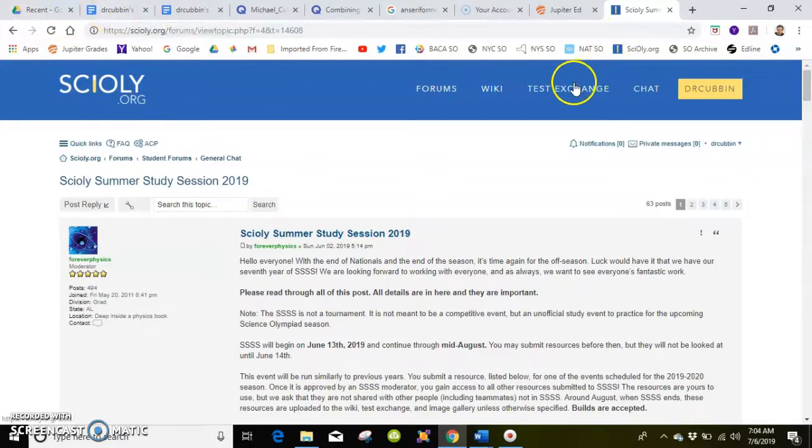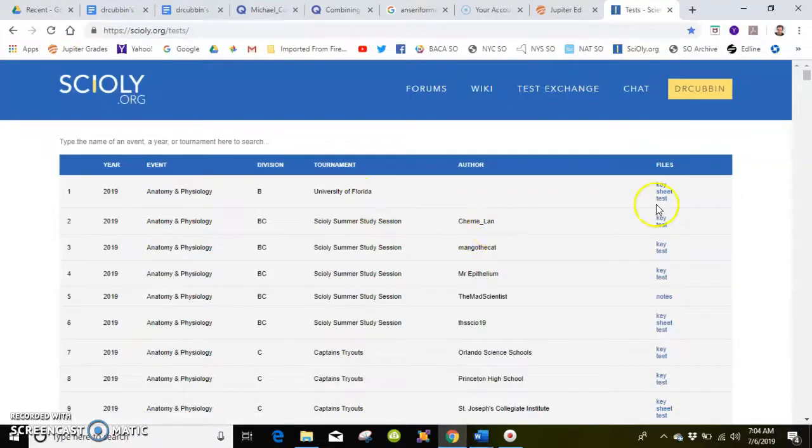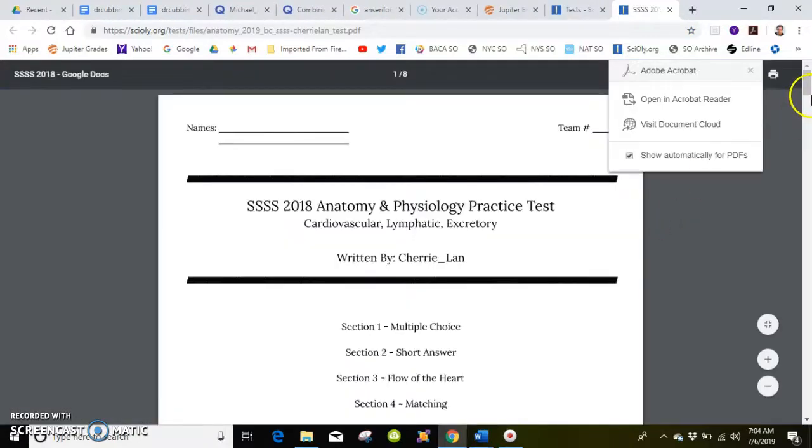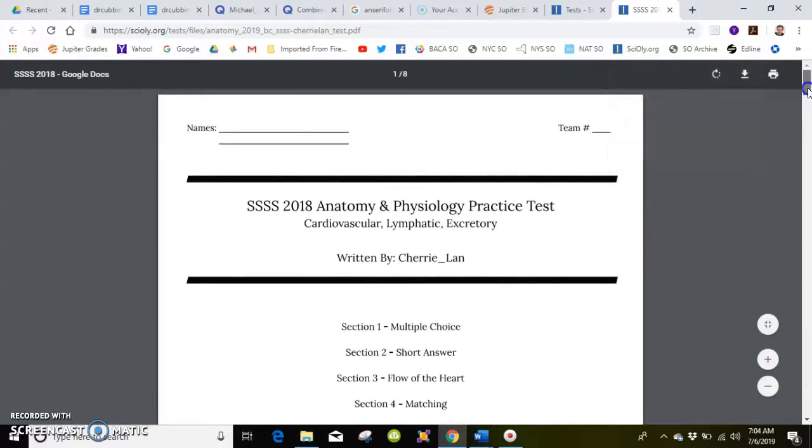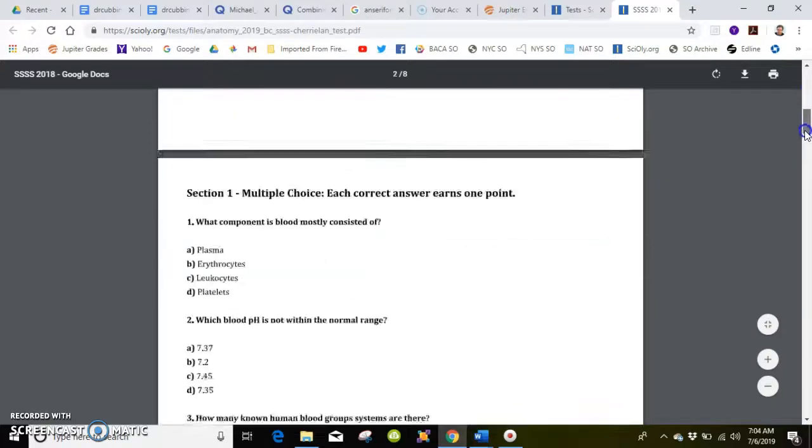Let's go back to, so read through that thoroughly and look at some of the old tests. You can go to the test exchange and go through any of these old tests to see exactly what a sample test would look like. So this is one that was submitted, this was 2018. So this was this past year, 3 different areas.